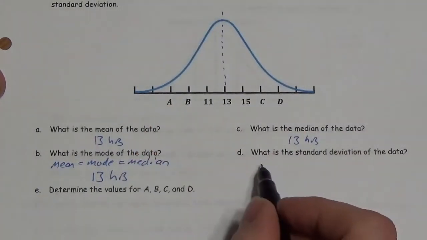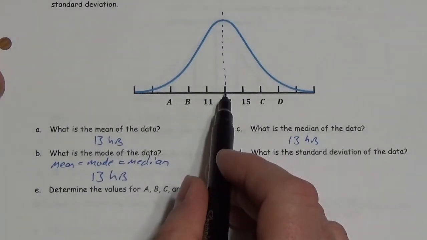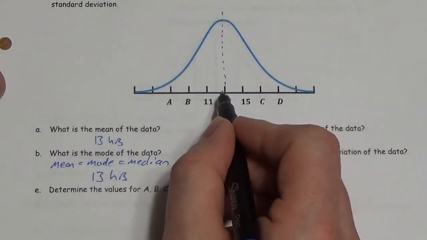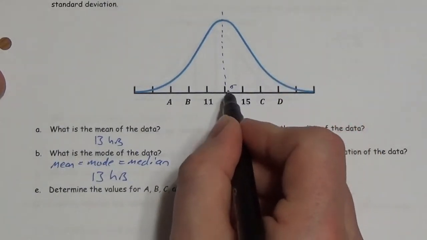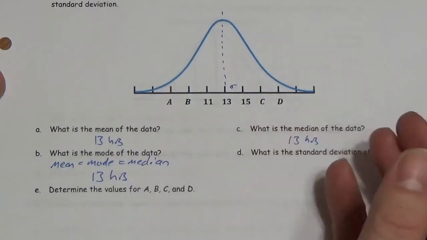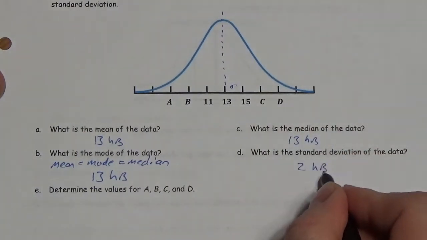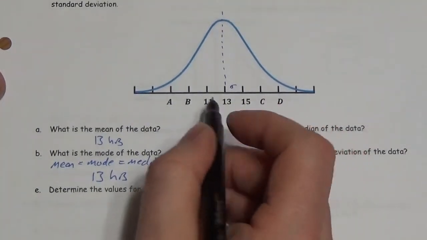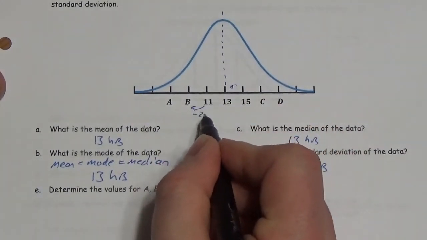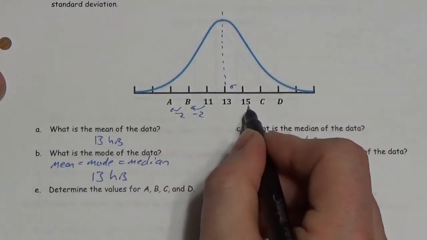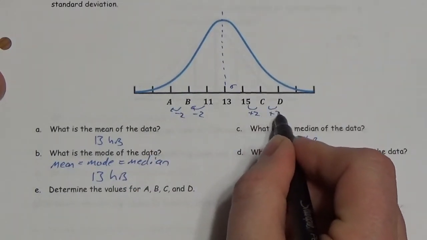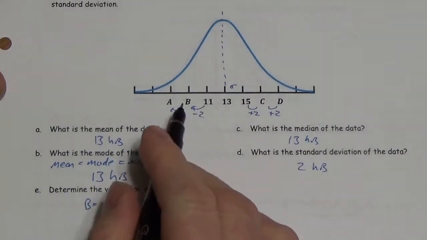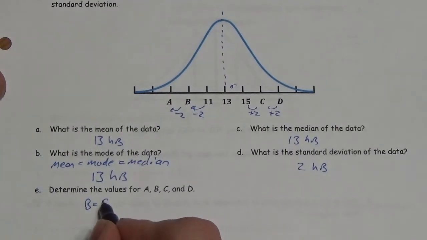Okay, and so on. What is the standard deviation? Well, we were told that this was broken up into pieces. It jumps up in terms of standard deviation. So the distance from this point to this one is a standard deviation. So we can tell that that's going to be 2 hours. So then what are the values of A, B, C, and D? Well, I'm just going to add and subtract 2 hours. So to go backwards here, I'm going to subtract 2, and I'm going to subtract 2. And then to go forward here, I'll add 2 and add 2. So B, because that's going to be easier to do, 11 minus 2 is going to be 9.